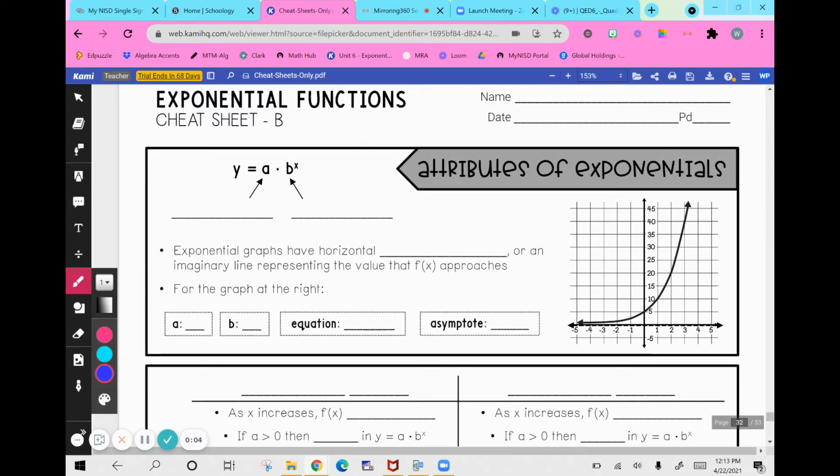Today we're going to be talking about exponential functions. So we're going to start by looking at the attributes of exponentials. So we've got y equals a times b to the x. This is our basic exponential function where a represents the initial value. And that initial value cannot equal zero. And then b is our common ratio.